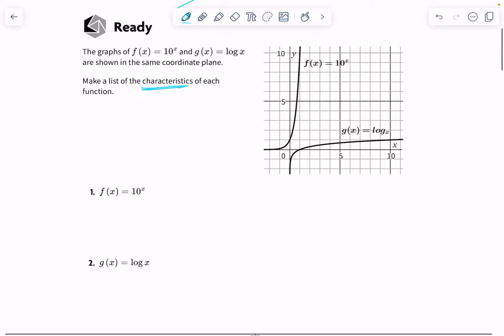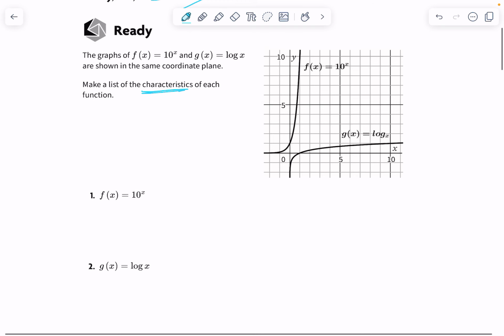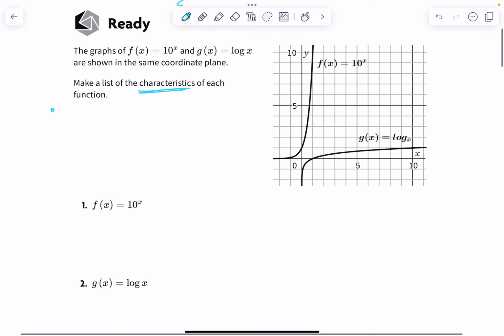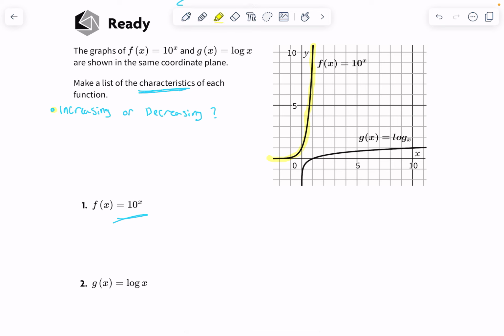For characteristics, let's talk about whether or not they are increasing or decreasing. So f of x is 10 to the x, so this is this one right here. Increasing or decreasing? What do we think? It should be increasing, right? That's kind of the first thing we talk about. Then let's talk about the domain.